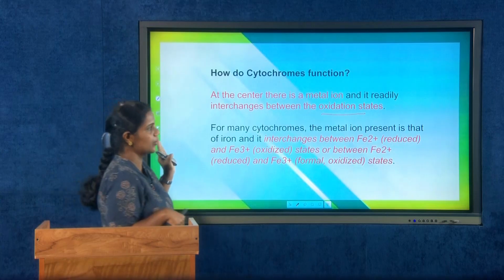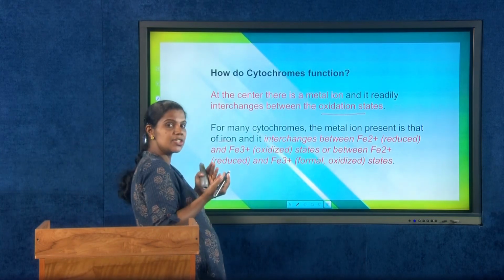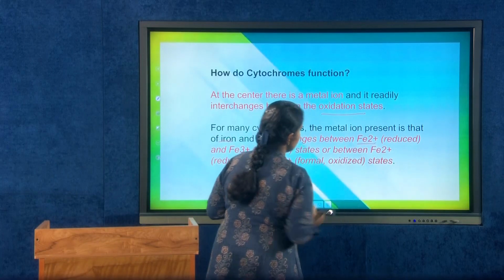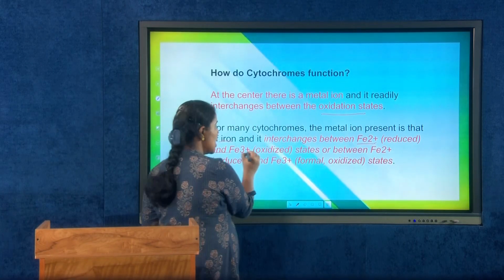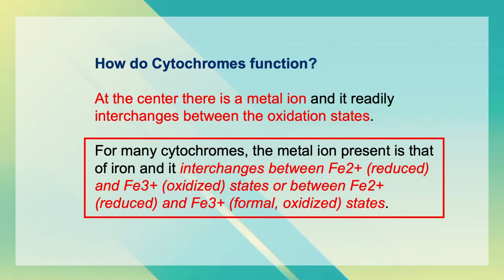For many cytochromes, the metal ion present is iron and it interchanges between the iron 2 plus, which is the reduced state, and get oxidized to iron 3 plus, which is the oxidized state. So, this will get switched Fe2 plus to Fe3 plus and Fe3 plus to Fe2 plus. So, this is how the cytochromes function.